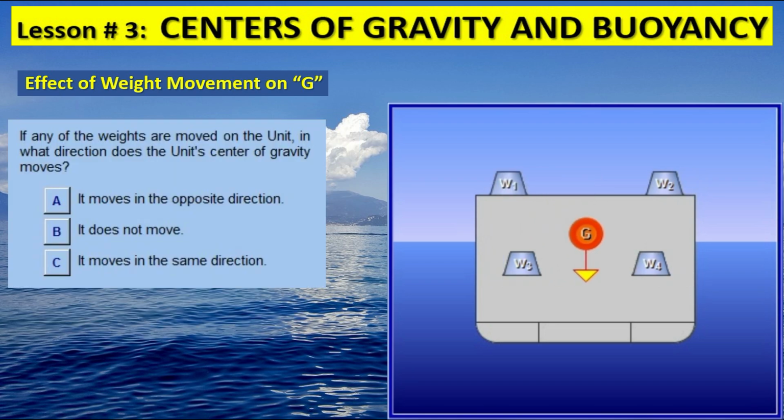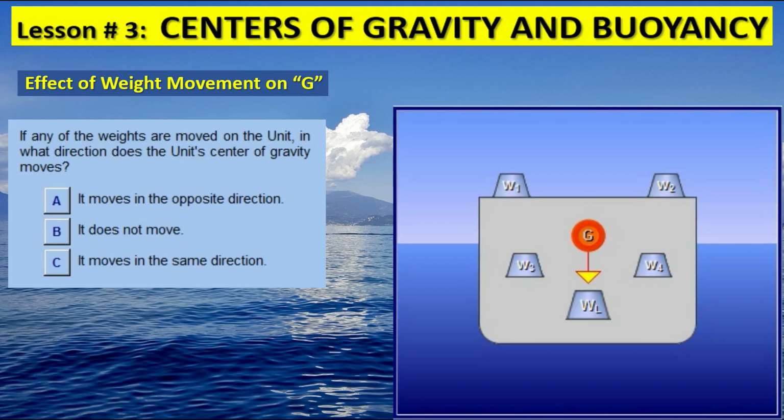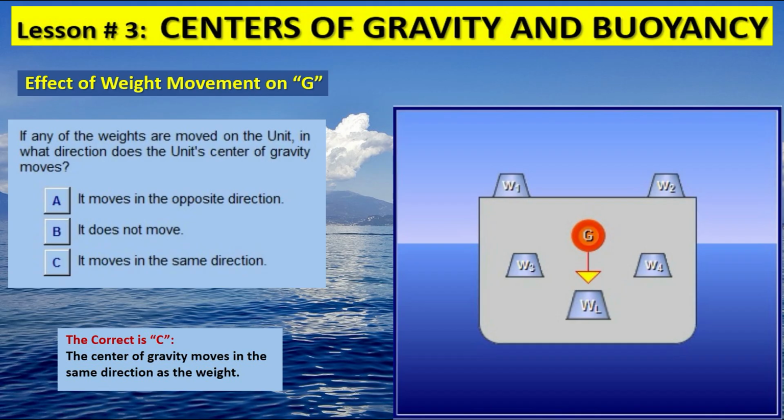If any of the weights are moved on the unit, in what direction does the unit's center of gravity move? A. It moves in the opposite direction. B. It does not move. C. It moves in the same direction. The correct answer is C. The center of gravity moves in the same direction as the weight.